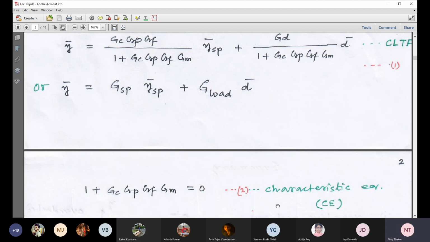And this is popularly called as characteristic equation. You remember this term, we will extensively use this term in stability analysis. Just consider the denominator of the CLTF equal to 0 as characteristic equation.